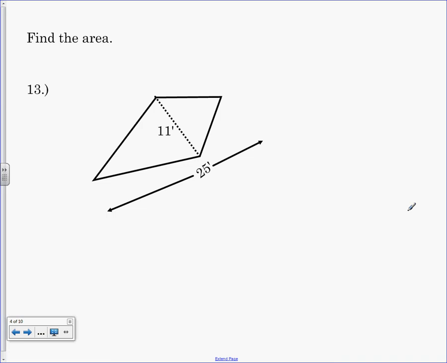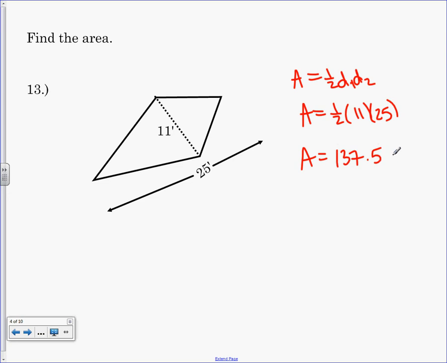Okay. Again, what shape do we have? A rhombus or a kite? Probably a kite, it looks like, right? Is it super necessary that we know which one it is? No. So 1/2, diameter 1, diameter 2. So what's one of the diameters? 11. The other one? 25, right? What is the answer to this one? 137.5 feet squared. Is anyone confused at all? Super easy, super straightforward, right? Anyone still need that page?